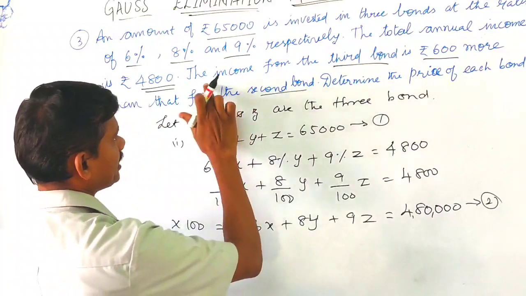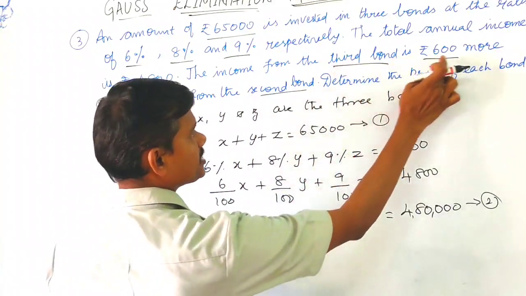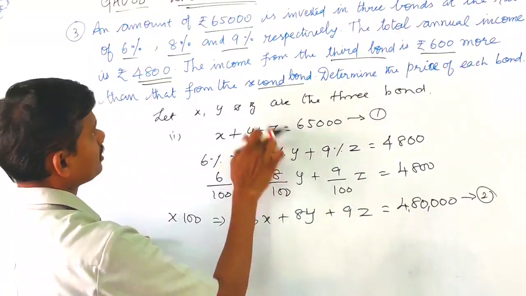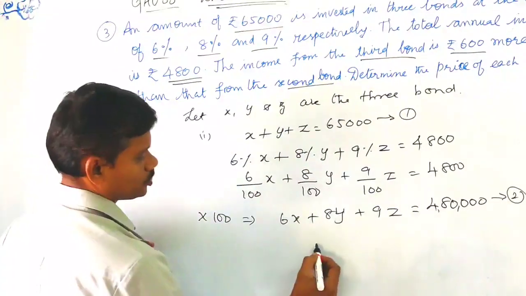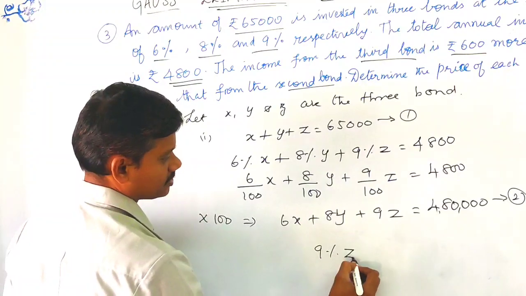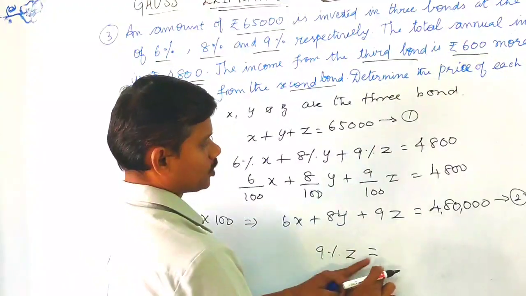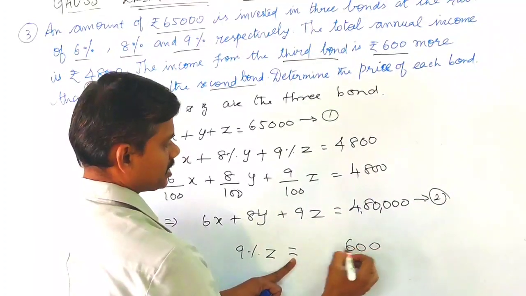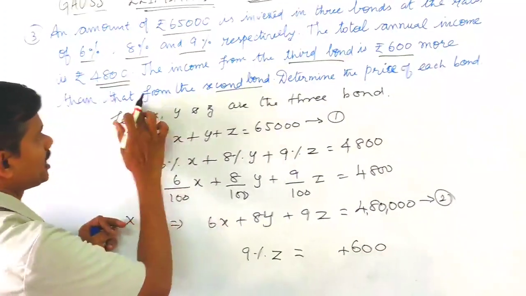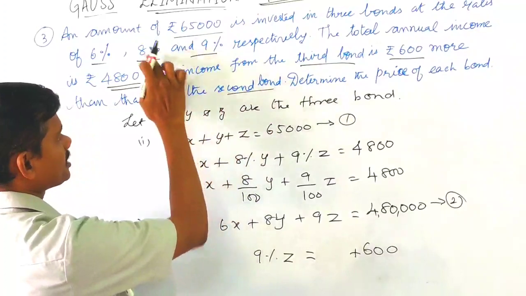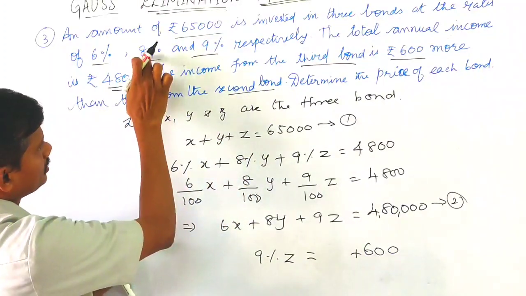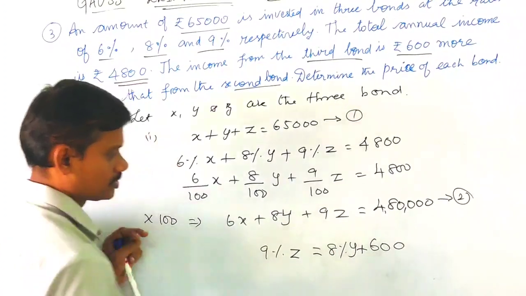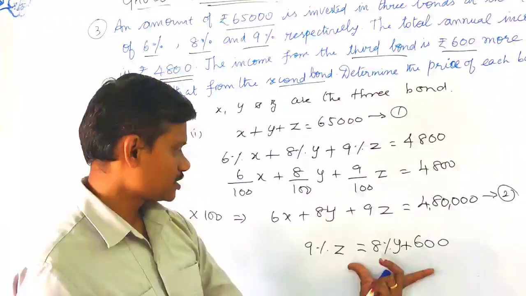Then the third data, the income from the third bond is 600 more. What is the third bond? The third bond is Z. What is the rate? 9%. So 9% of Z is equal to 600 more than, which means plus, that from the second bond. What is the second bond? The second bond is y. The income from the second bond is 8%. So 8% of y. This is the third equation.